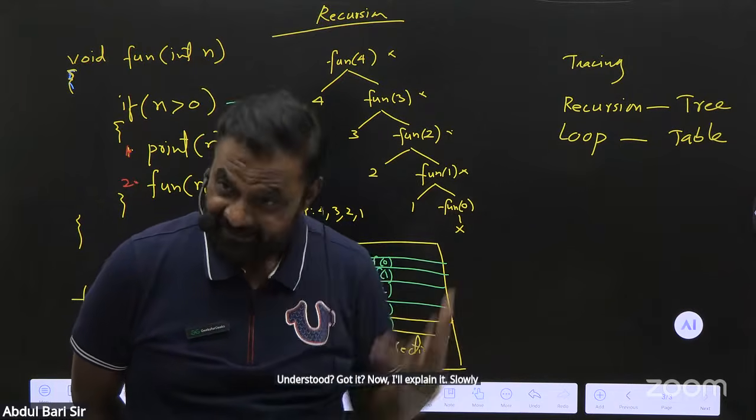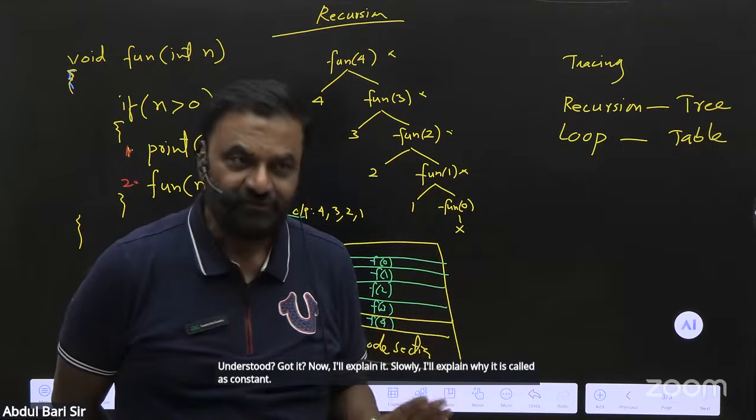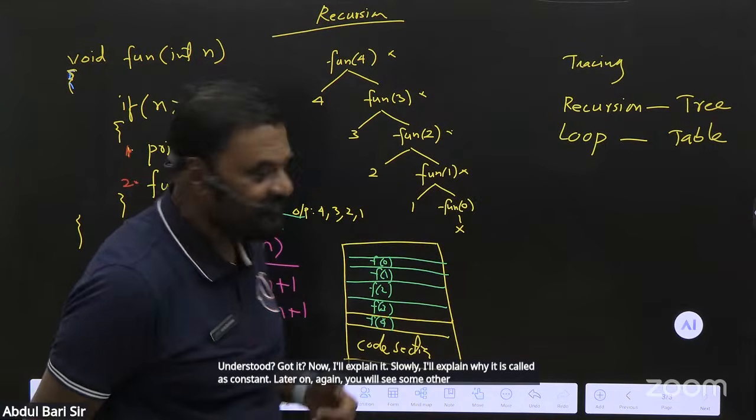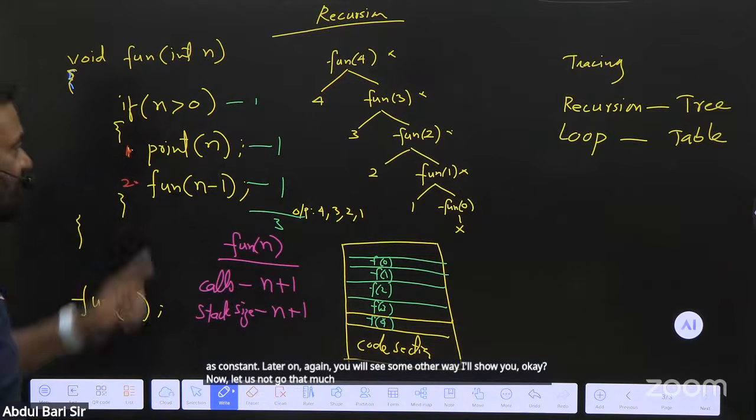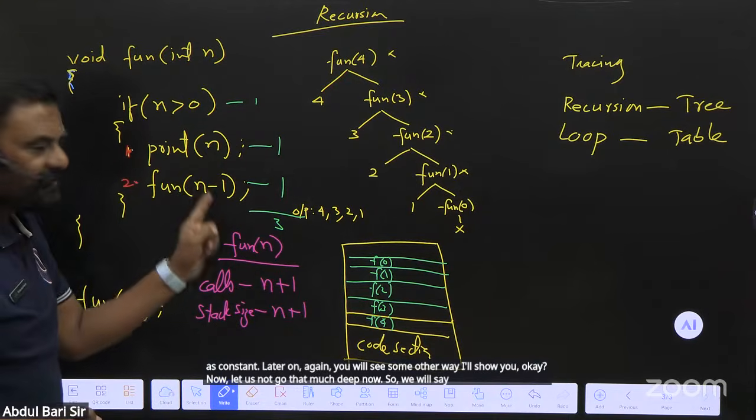Now I'll explain slowly why it is called constant. Later on, you will see some other way I'll show you. Let us not go that deep now. So we will say 1 unit of time, 1 unit of time, 1 unit of time.